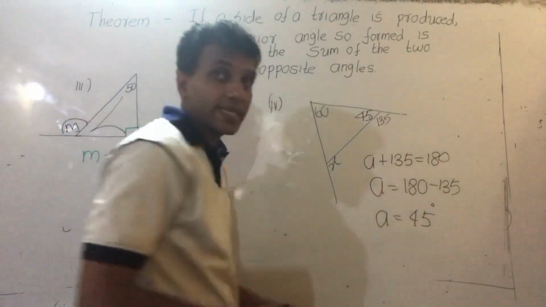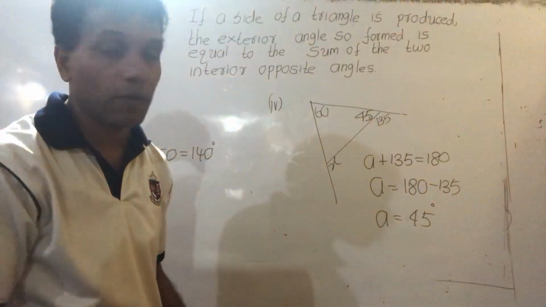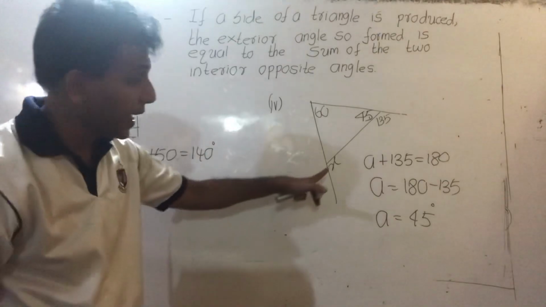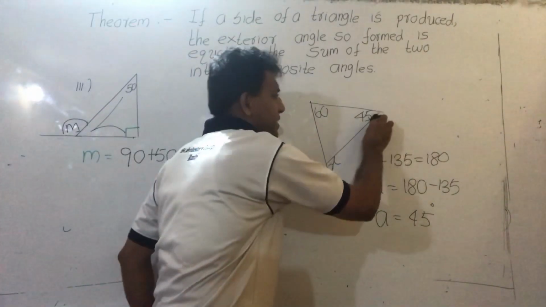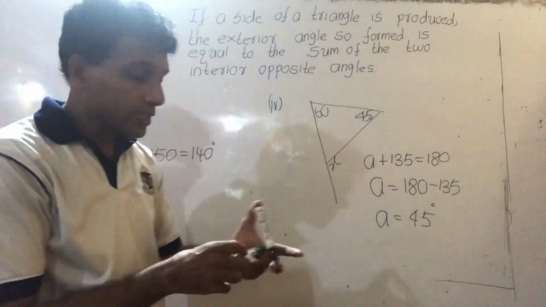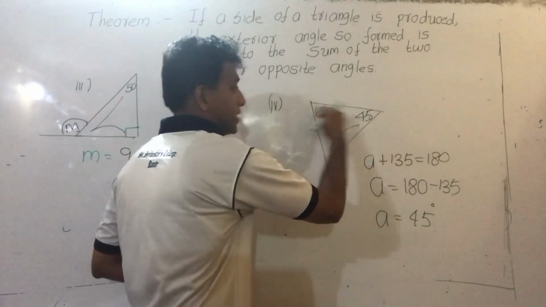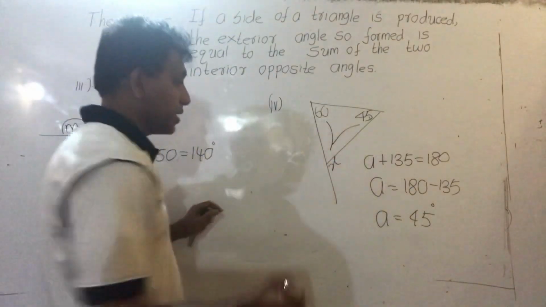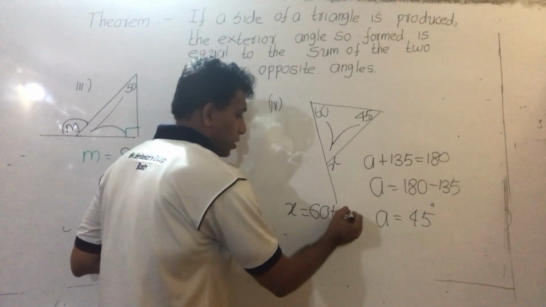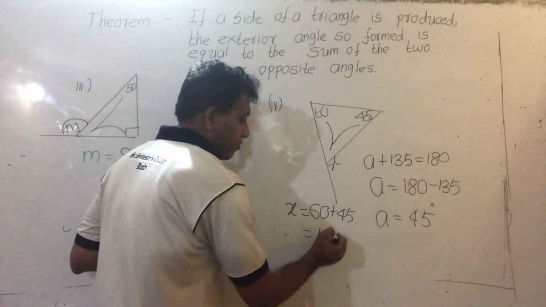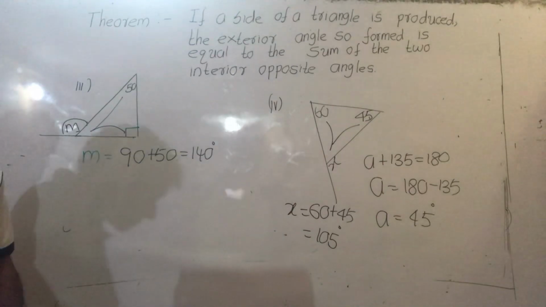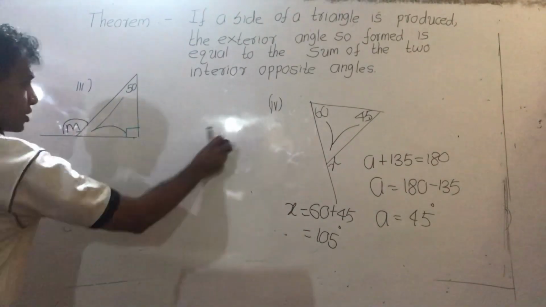Now come to the X part of the problem. Take this triangle, side produced, exterior angle. So now that is not necessary. See, think like this: x is produced over that. Exterior angle equals the sum of the interior opposite angles. These two added is that. So what is the answer? x equals 60 plus 45. So what is that? 105 degrees. Okay, that's the method of this calculation.